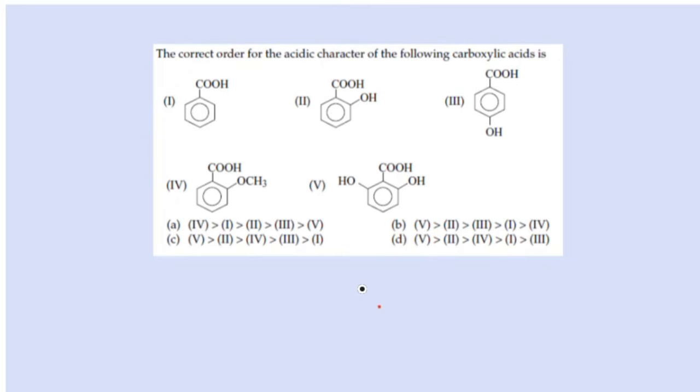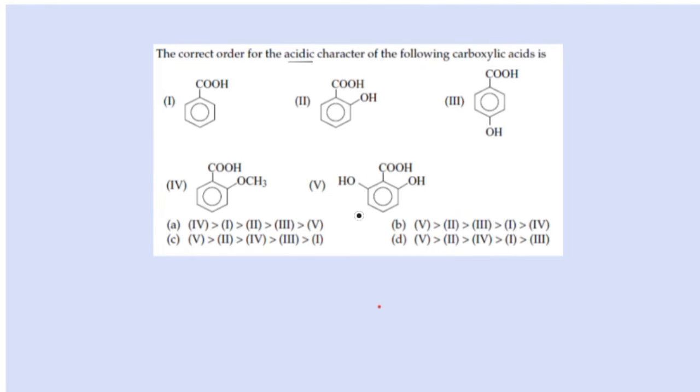The last question is on the acidic strength of carboxylic acids. This is again one of the most frequently asked concepts from the carboxylic acids topic. There are 5 different carboxylic acids given here. You have to arrange them in the decreasing order of their acidic character.